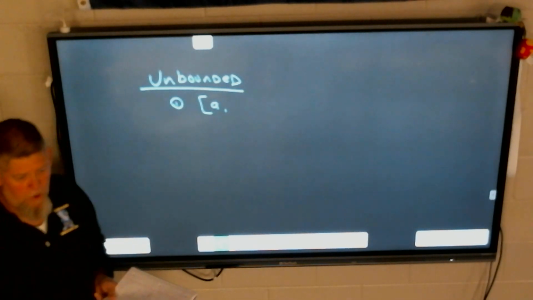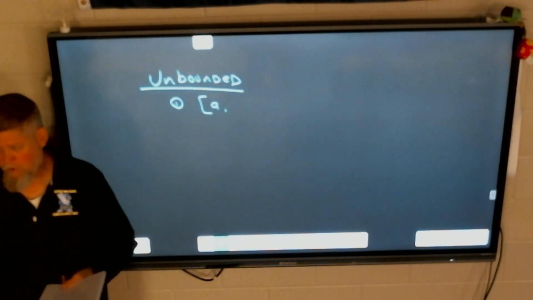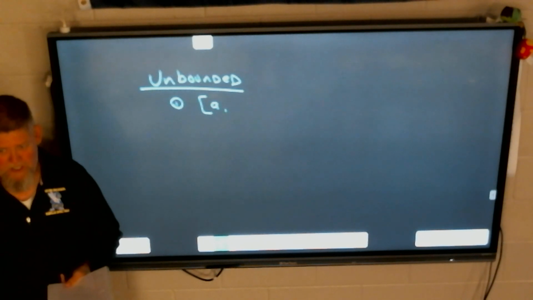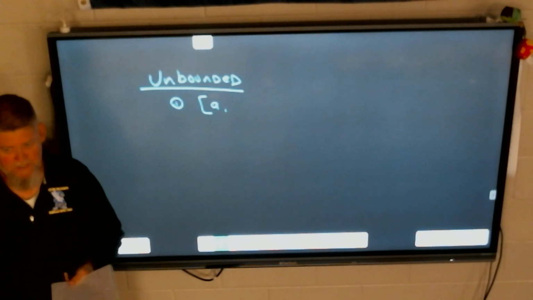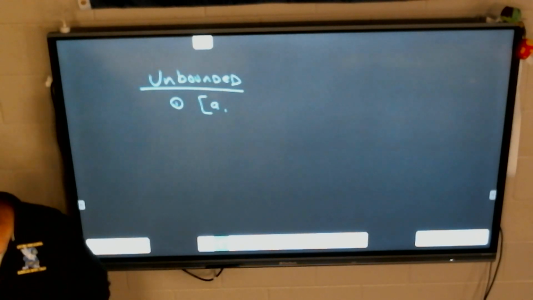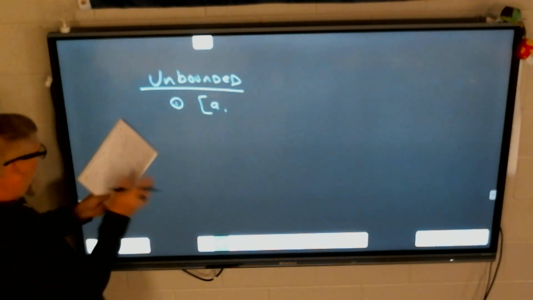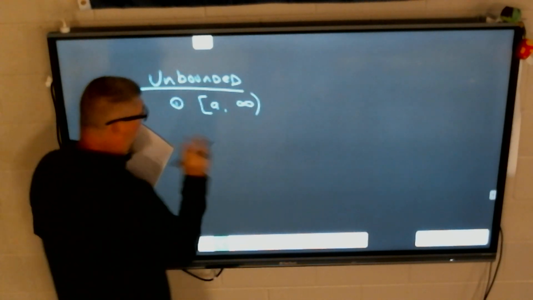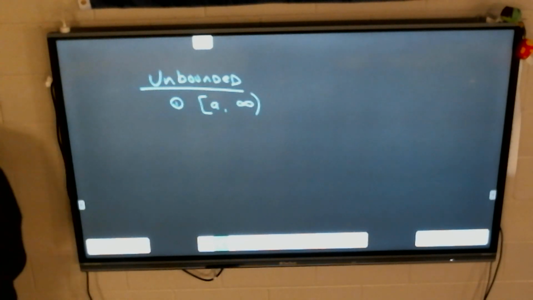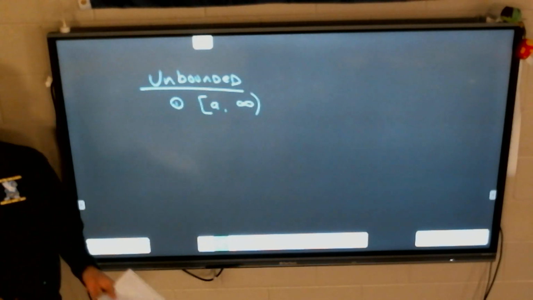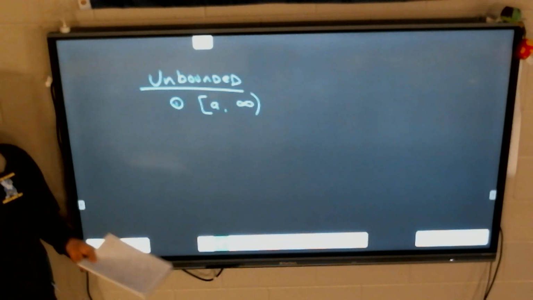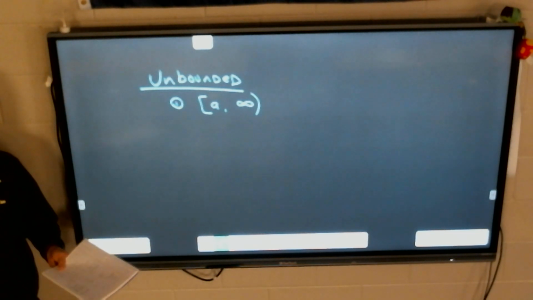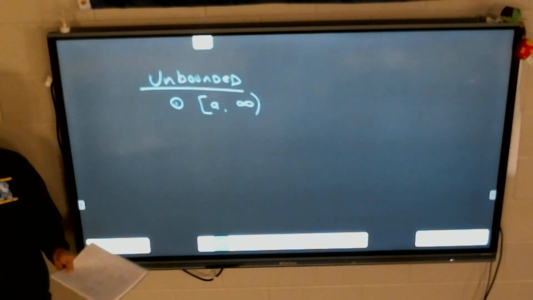What's bigger, infinity or infinity minus 1? That's like 1 versus 1 times 1. They're equal because infinity goes on forever. So A, and then to infinity. Now infinity is unbounded. There's no endpoint, so it's always a parenthesis. So remember that. Infinity has no endpoint. Therefore, it's always a parenthesis.